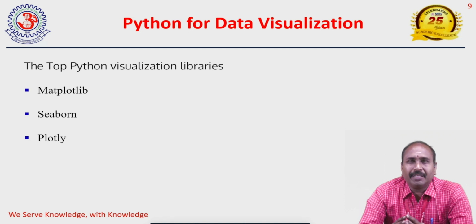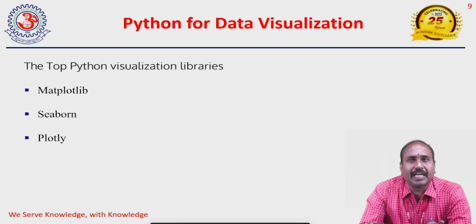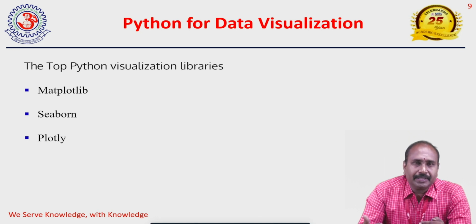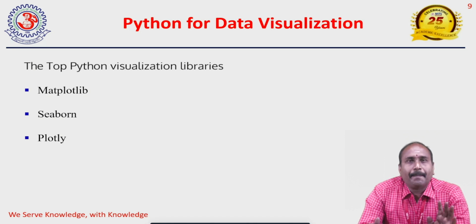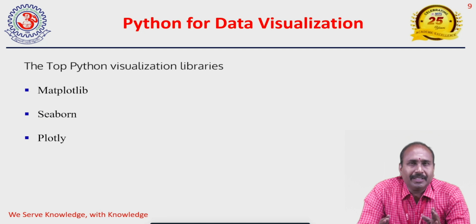Next one, Python for data visualization. Python is the most powerful and popular language, especially for artificial intelligence and data science. Some of Python's libraries can be used for data visualization. The top Python visualization libraries are Matplotlib, Seaborn, and Plotly. So, 90% of Python data visualization programs use the Matplotlib library.